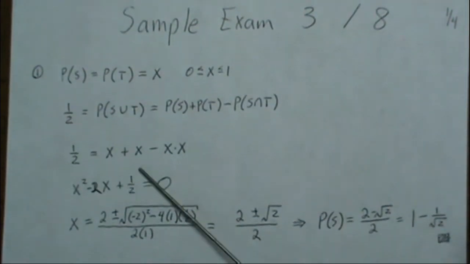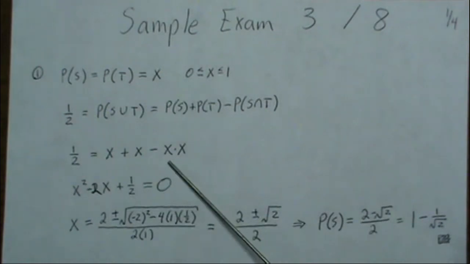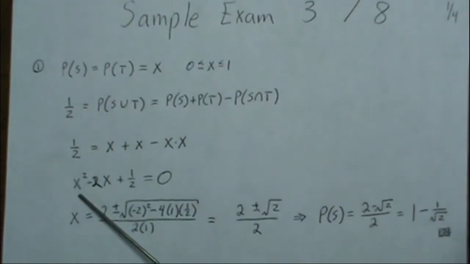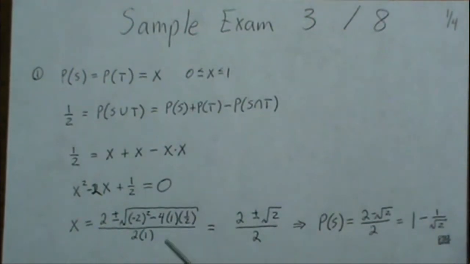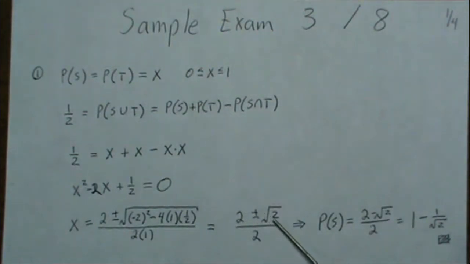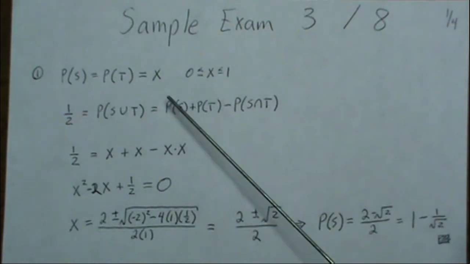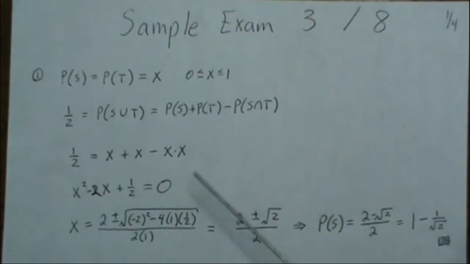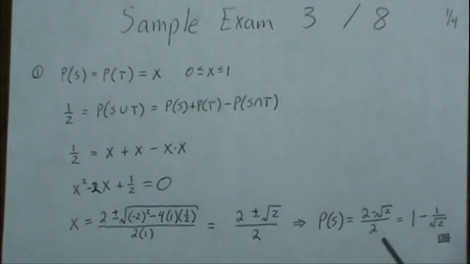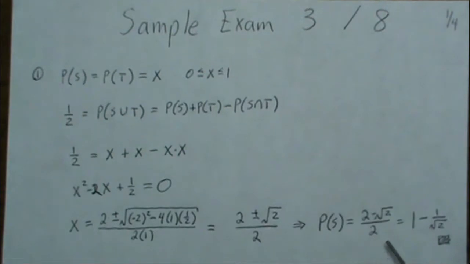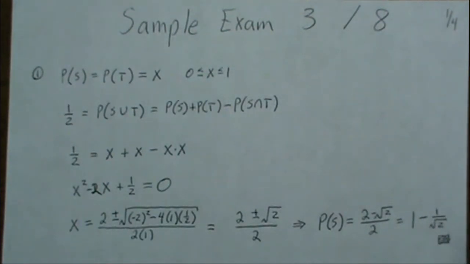Well, this is a quadratic equation. We can solve it. So take everything to the other side. We end up with x squared minus 2x plus 1/2. Put that into the quadratic equation, solve it, and we come up with two solutions. Now if we take the positive piece of this, we end up with a value greater than 1. But x can only be between 0 and 1, so we have to take the lower value. So the probability of S is equal to this, which can then be changed to this to match one of the answers.